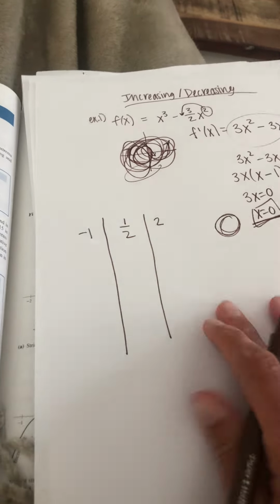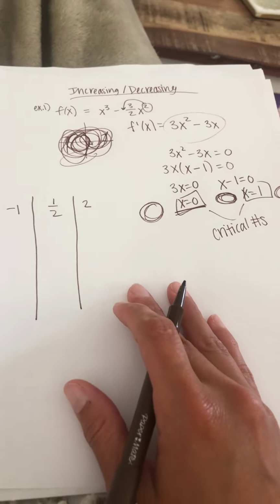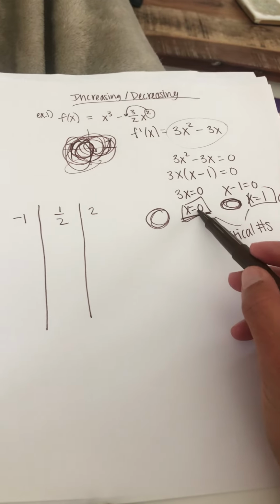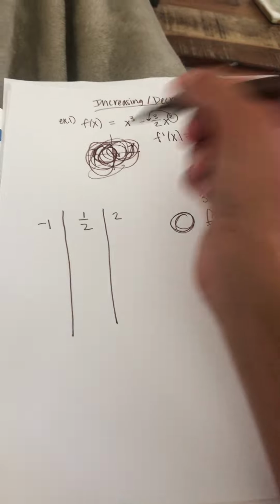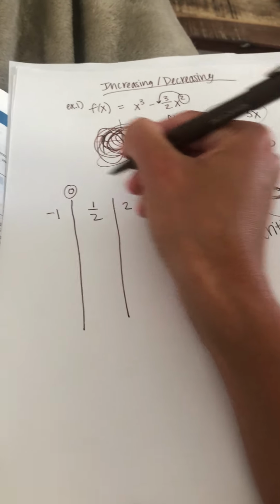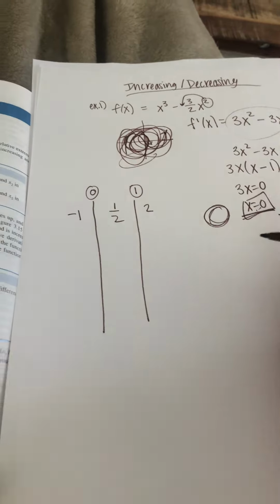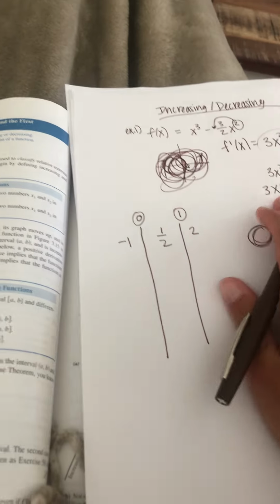Could you have picked other ones? Sure. I picked those because I thought they were the easiest. I got one on the left side of 0, which is -1, one in the middle, and one on the right, okay? I always like to put 0 right here and 1 right here, and that lets me know that's where it is changing, okay?